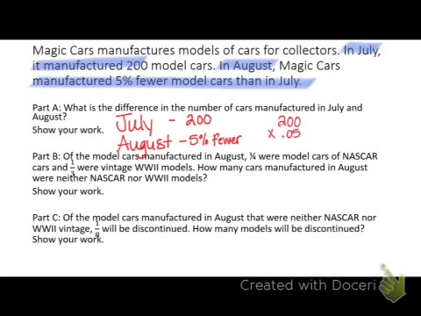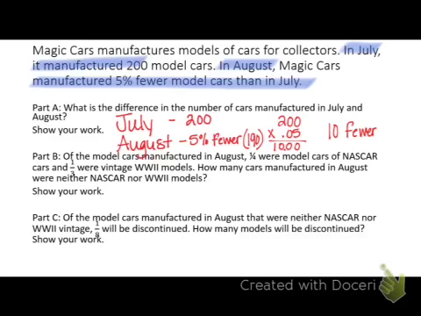means that you're multiplying 200 by 0.05. So that's 0, 0, and 10 with two numbers behind the decimal, meaning that we have 10 fewer cars produced in August, which means that in August, 10 fewer is going to be 190 cars. That'll be important for Part B.